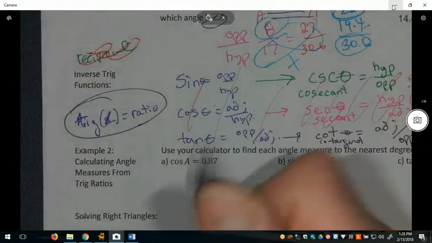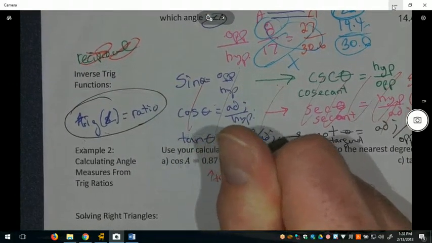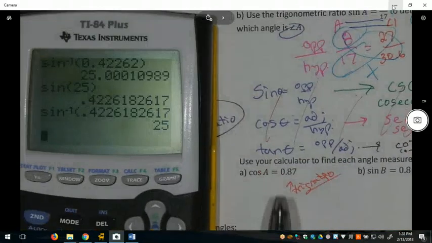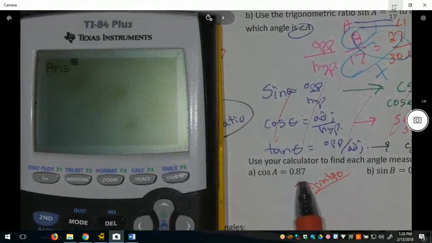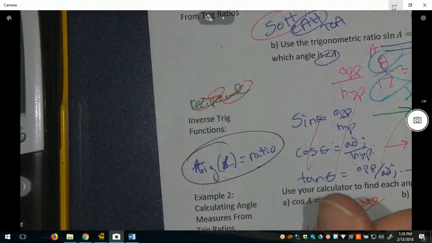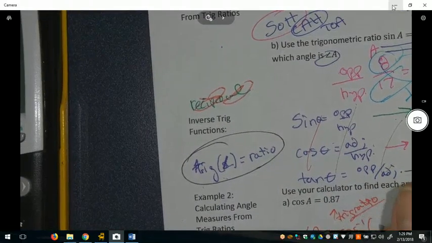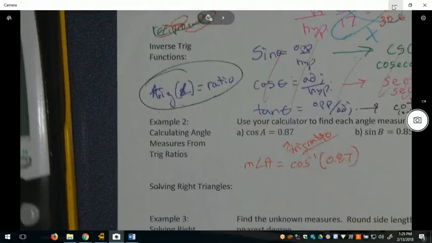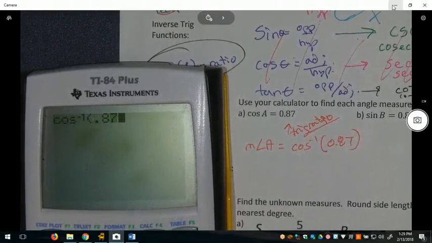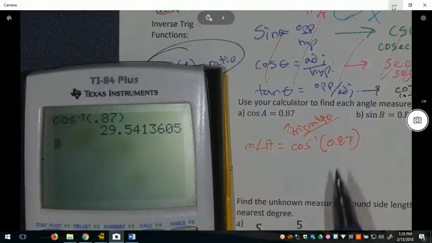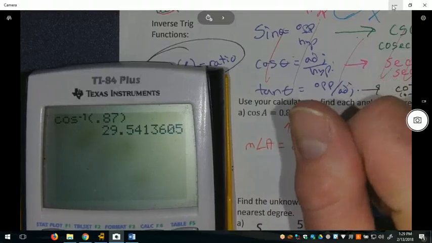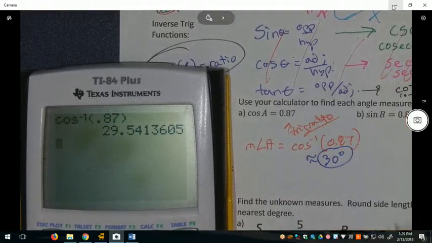So here's the idea. They know the trig ratio. This is the trig ratio for cosine of whatever angle A is. I don't know what angle A is, but I know the trig ratio. I don't know what the side lengths were, but I know they reduced to 0.87. If I want to solve for angle A, the measure of angle A is going to equal cosine inverse of that ratio. So in my calculator, I do cosine inverse of 0.87, and I get 29.5. They asked me to go to the nearest degree, so that is roughly 30 degrees when I round to the nearest degree.